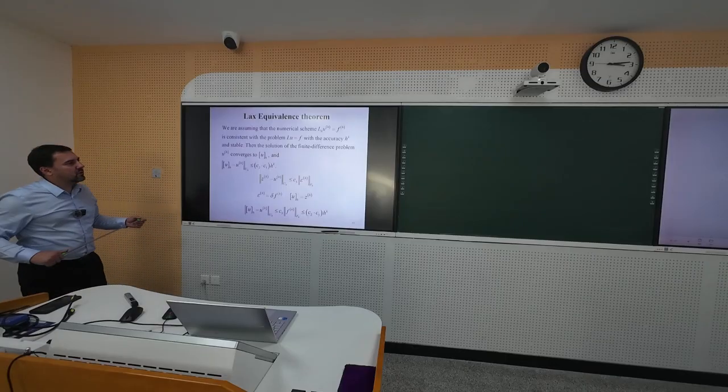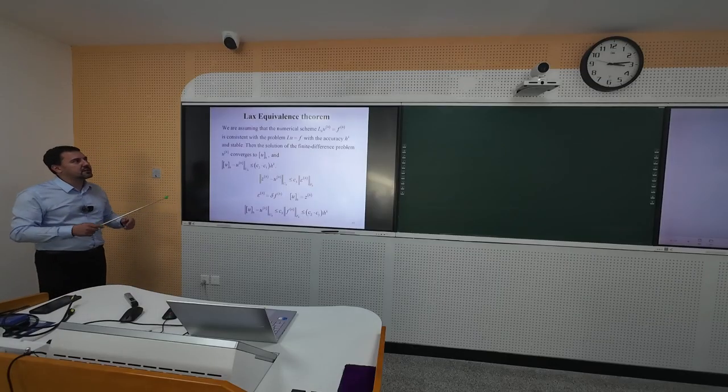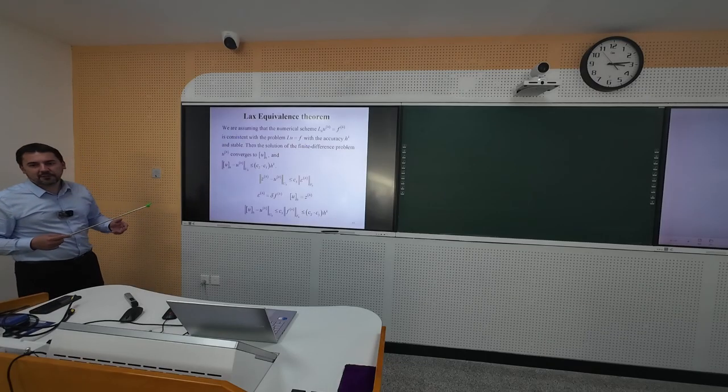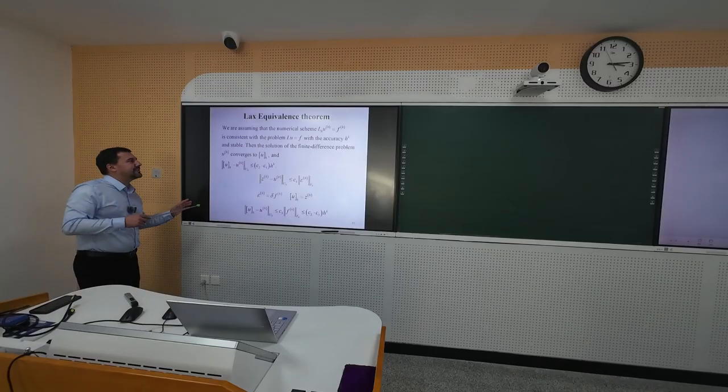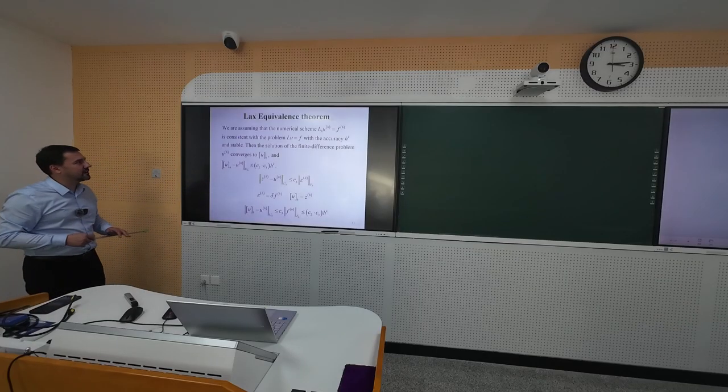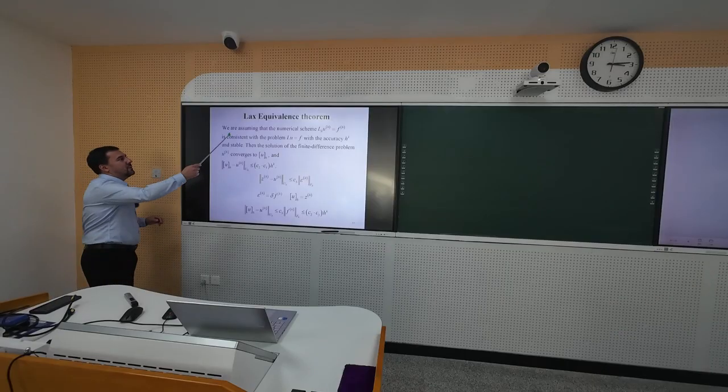This theorem is known in world literature as the Lax Equivalence Theorem. Nobody says the Lax-Ryabenkii theorem. Only in Russia it's called the Lax-Ryabenkii theorem. So the whole world names it the Lax Equivalence Theorem. What does equivalence mean?